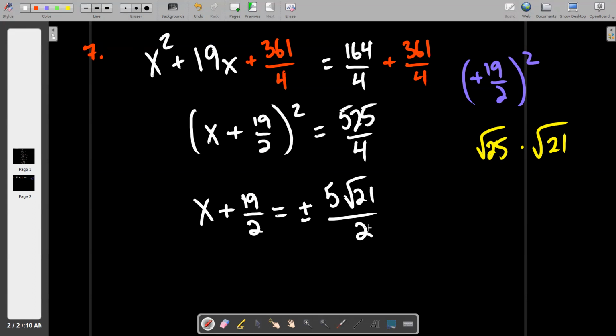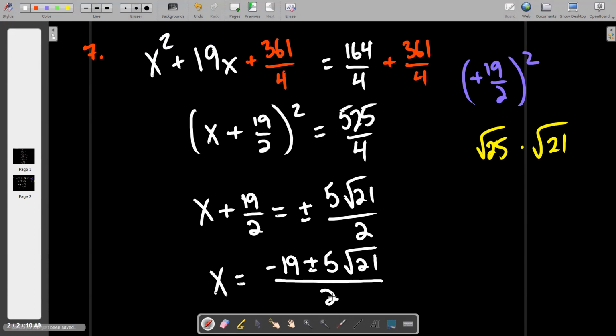Still good? And then I would fully expect at this point that you would skip the intermediary step unless you don't want to. I'm not going to be the worst math teacher ever if I said you're not allowed to show the next step. I just think we're probably all capable. So I'm going to hop right to it and say x equals negative 19 plus or minus 5 root 21, and I'm just going to put it all over 2 like that. Any questions there?